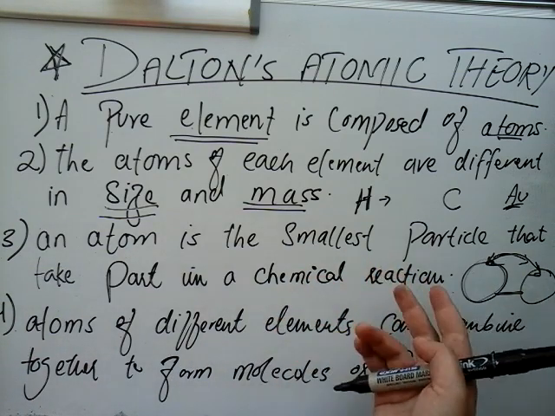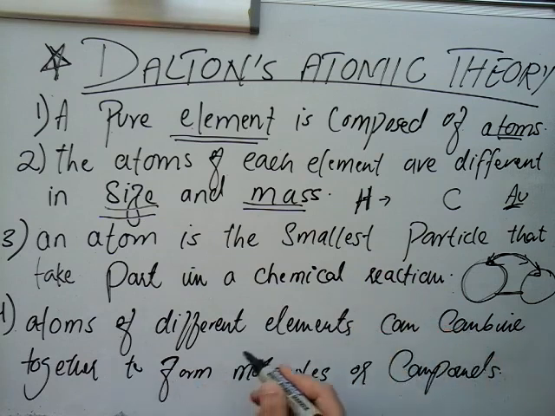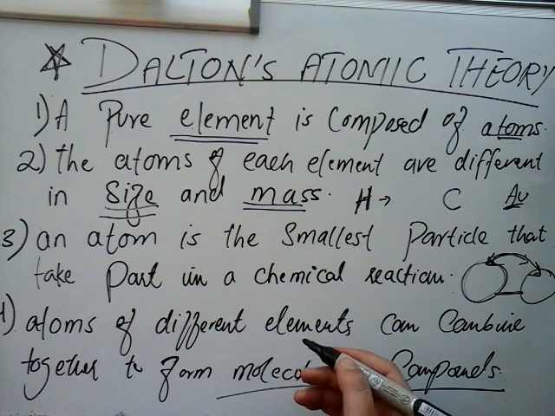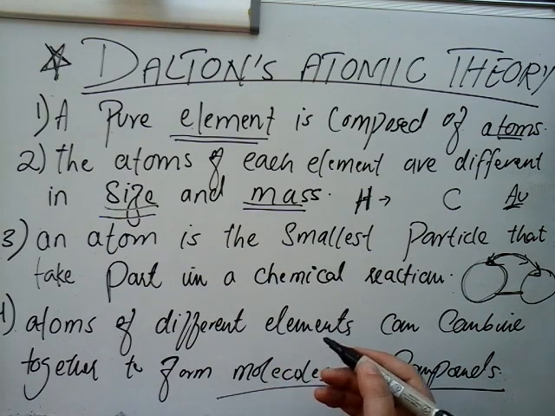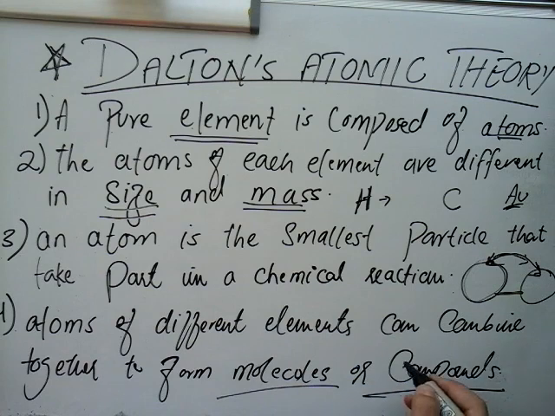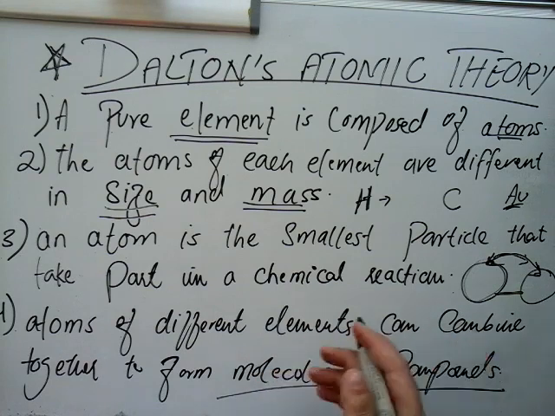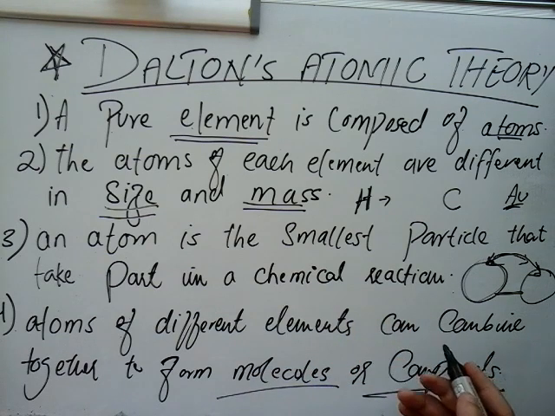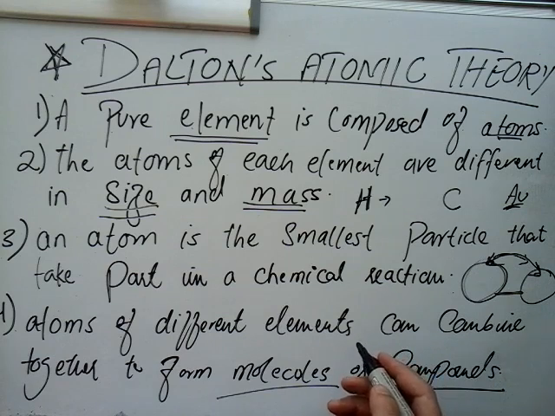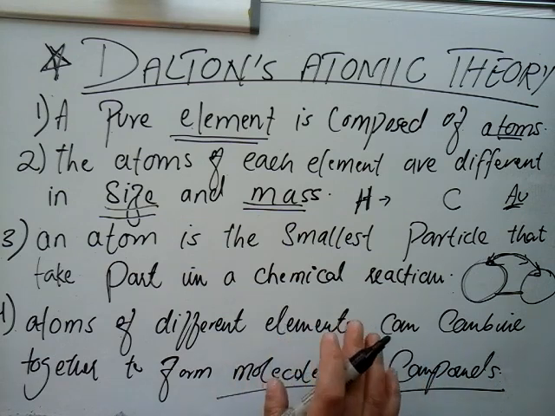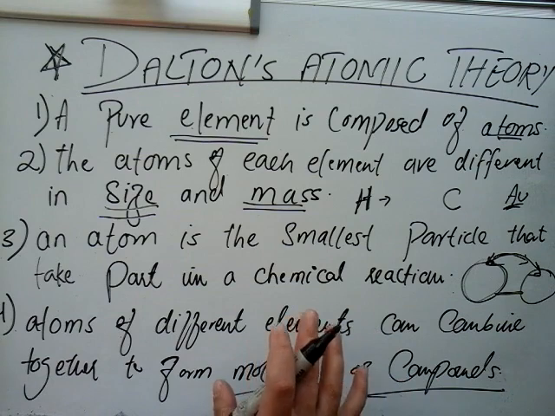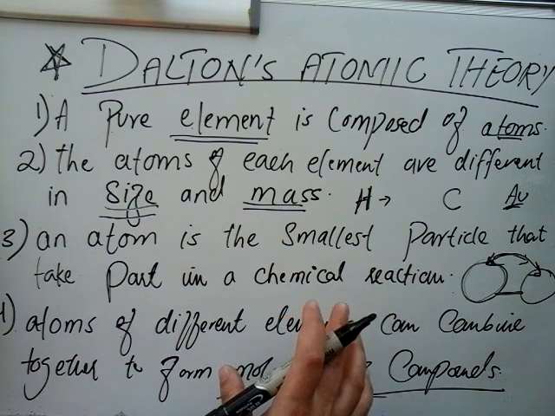a result, compounds or molecules are formed. So atoms of different elements can combine together to form molecules and compounds. Okay, the compounds are formed either through transfer of electrons between atoms or through sharing of electrons between atoms. Is that clear? So this is the basic theory related to the structure of the atom.